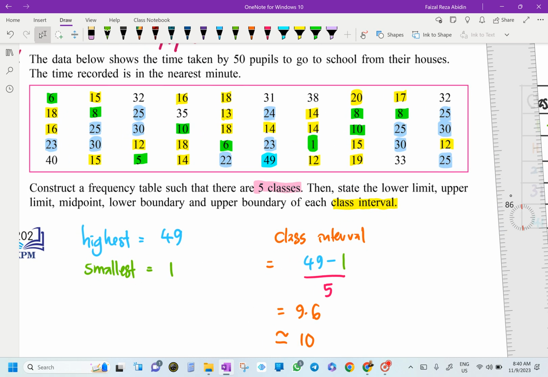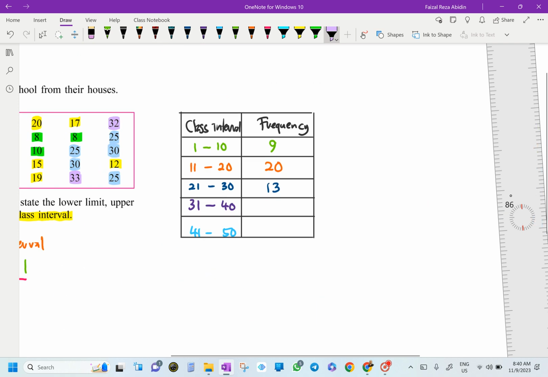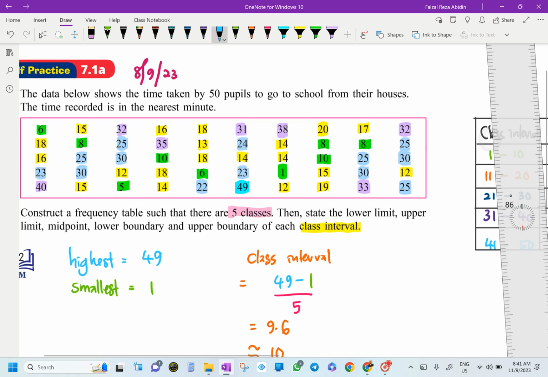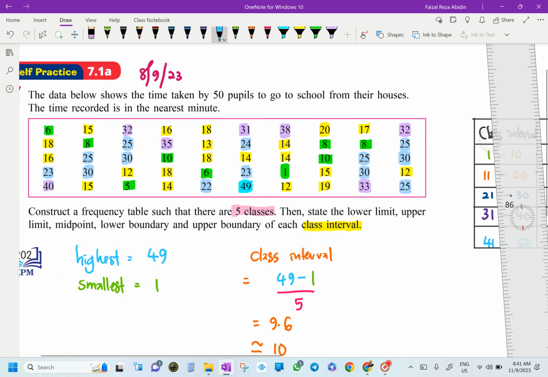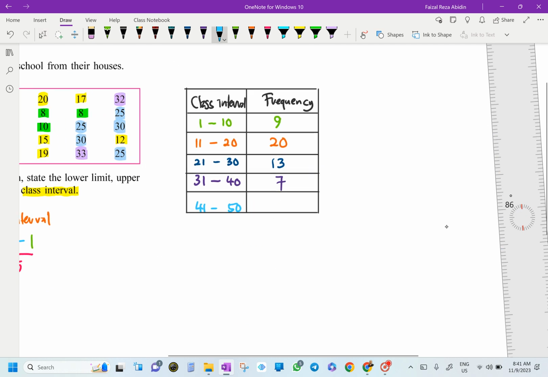31 until 40. 1, 2, 3, 4, 5, 6, 7 of it. The bottom one is one, sir. So 41 until 50, we got only one there, right? 49, there already I highlighted that. 49, the highest one. So you are going to get 1.